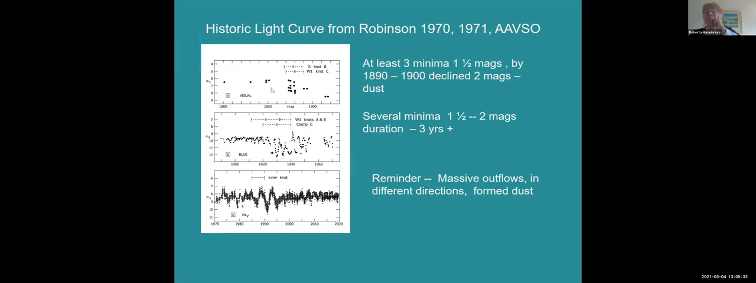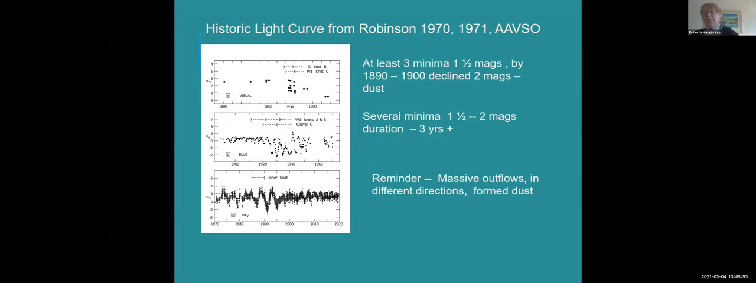Also, you see in the upper panel that there are several times when the star showed considerable variability. I count at least three minima. The record's not complete. We don't really know what was happening before and after because the record's incomplete. But there are at least three deep minima when the star declined somewhere between half a magnitude and two magnitudes.